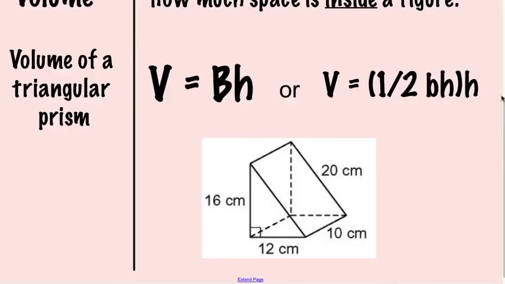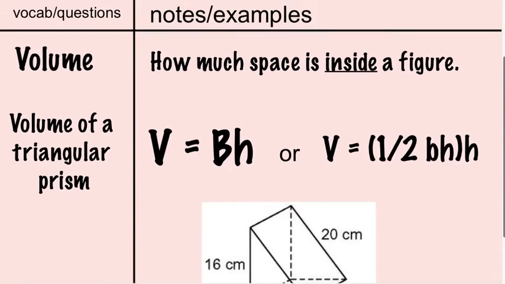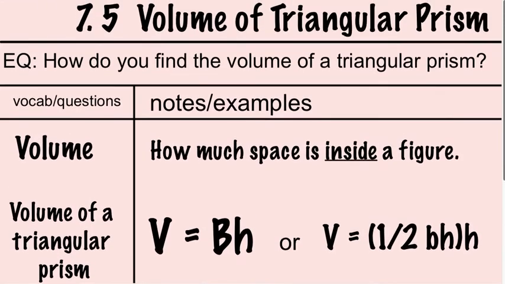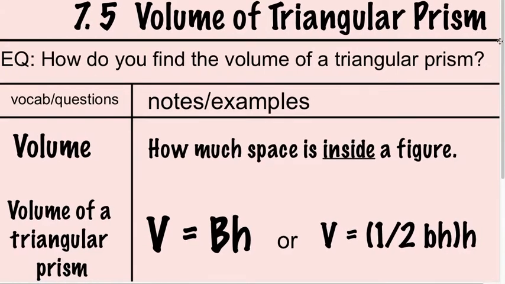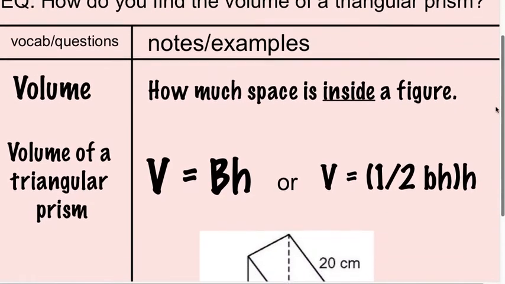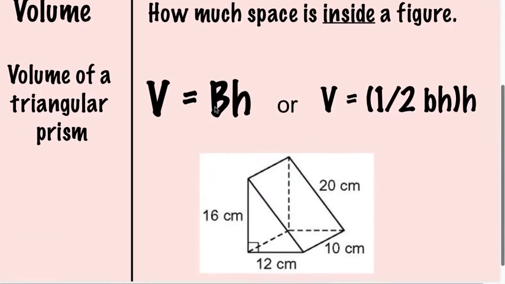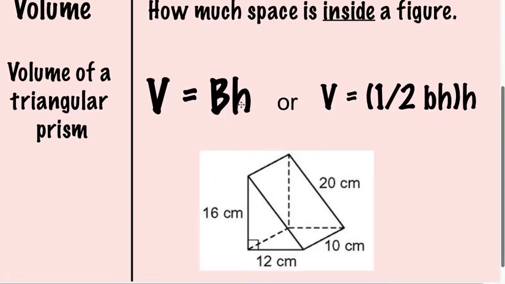Good afternoon, students. This is how to find the volume of a triangular prism. Section 7.5, day number 2, volume of a triangular prism. Overall, what you just need to continue to remember is that volume is the area of the base times the height. The formula has not changed. It's still capital B times the height.